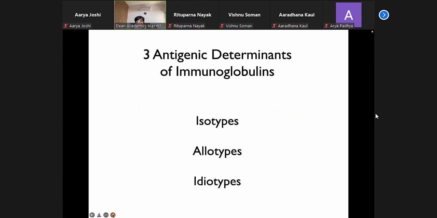Okay, antigenic determinants are basically the epitopes present on an antibody molecule, which can be recognized by B cells, and then you start making antibodies against your antibody molecule, right? There are three types of these antigenic determinants. One of them is isotype, we already know, right? Then you have the allotypes, and then you have the idiotypes. There is one very popular theory in immunology, the idiotype, anti-idiotype theory, which was proposed to regulate immune networks.